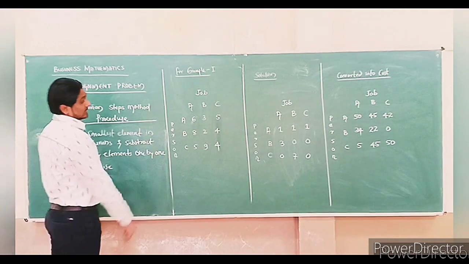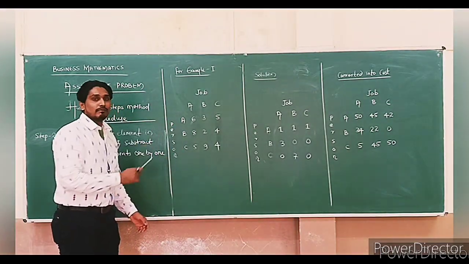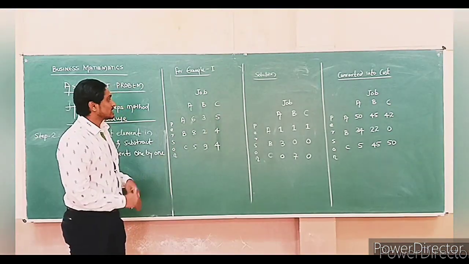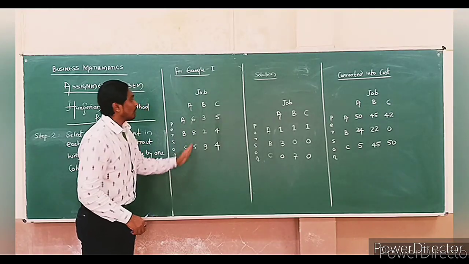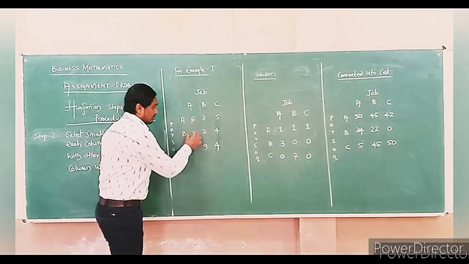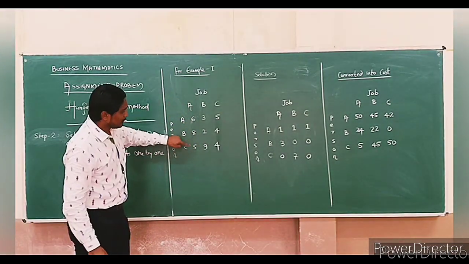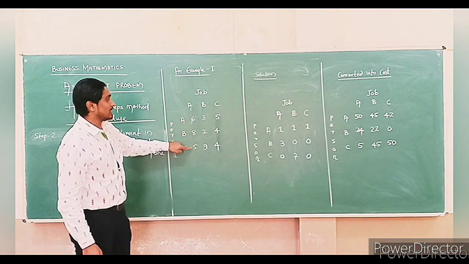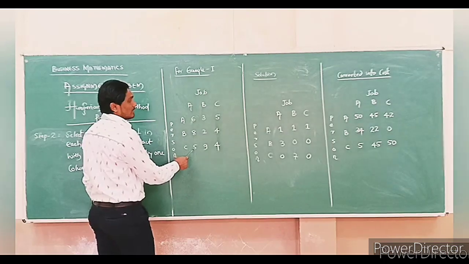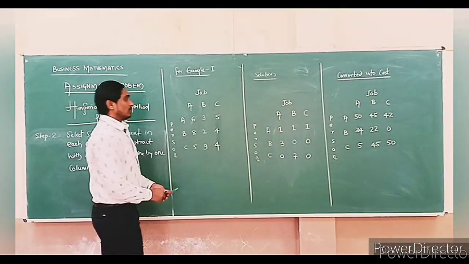So we have to select the smallest element in each column and subtract with other elements one by one, column wise. So if it is column wise, we have to look at all the 3 columns. Okay, then we select the first column first. The smallest element in this column is 5. 6 minus 5 equals to 1. 8 minus 5 equals to 3. 5 minus 5 equals to 0.